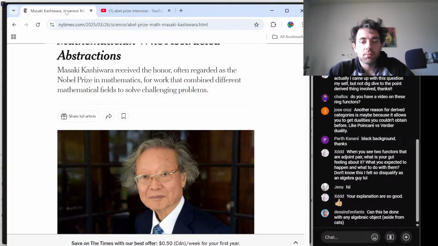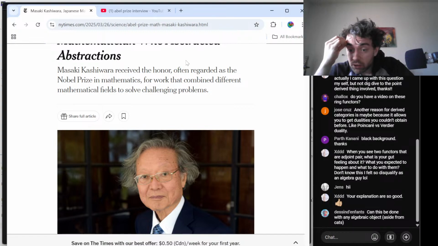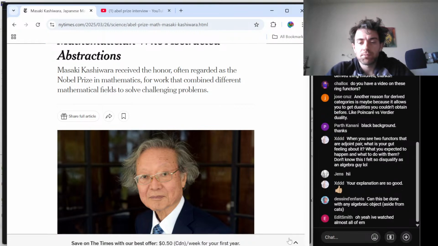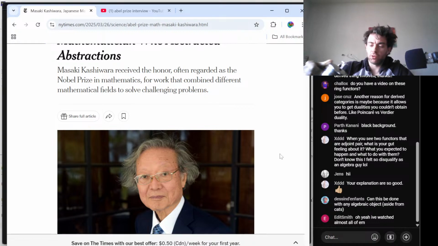It's awesome. Can this be done with any algebraic object? Yeah, I'm not sure what the question is. Do you mean like adjunctions, or I'm not sure, unfortunately. If you can add some clarification, maybe I can better answer your question.